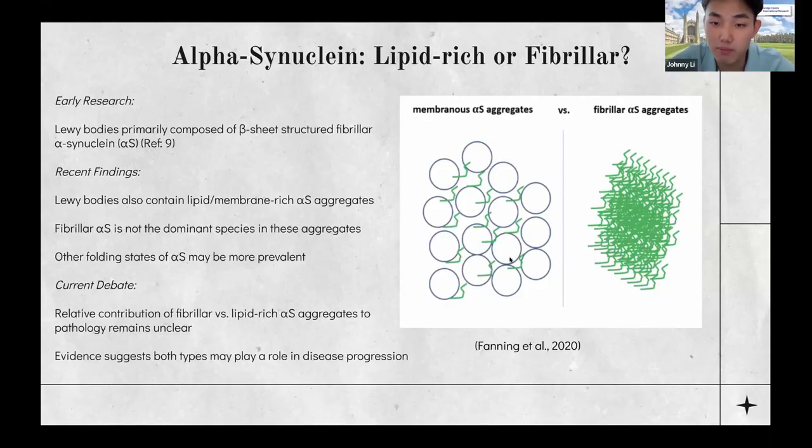The exact role of each type in disease progression is still under debate. However, evidence suggests that both lipid-rich and fibrillar alpha-synuclein aggregates may contribute to pathology. As you can see in the diagram here, there's quite a difference between the alpha-synuclein aggregates in the membrane, which is the lipids, and the fibrillar ones.